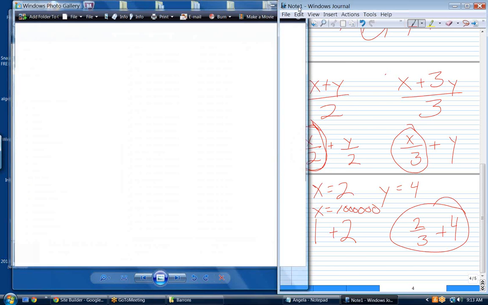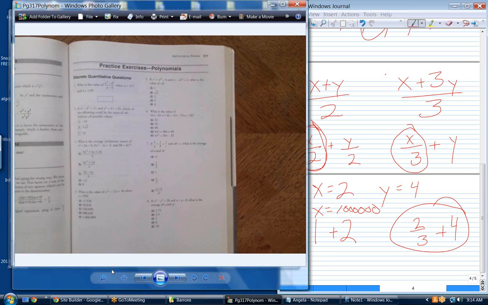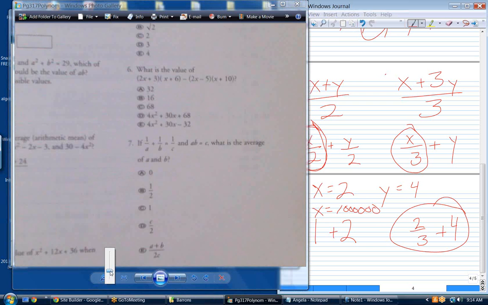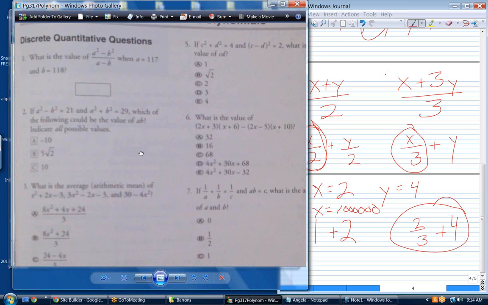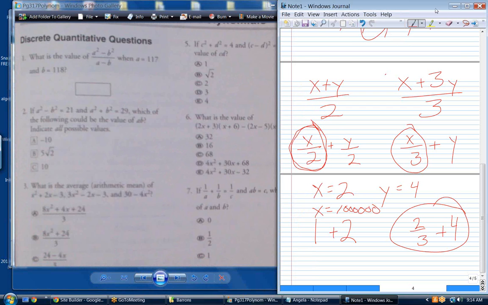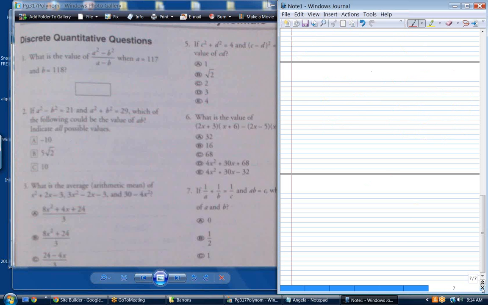All right, let's see. What do we have for the next section here? Good. Polynomials. 317. Blurry polynomials. I may have to upgrade to an iPhone or something with a little better camera. My camera is only 5 megapixels.